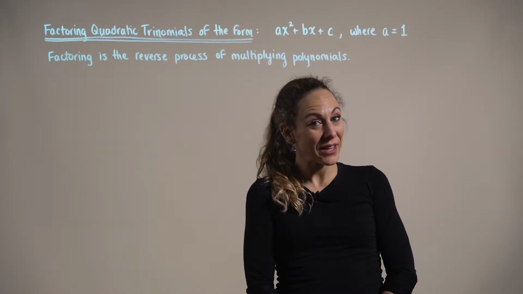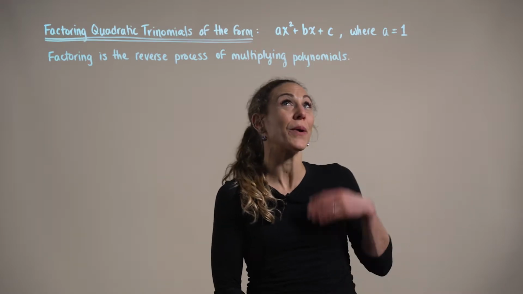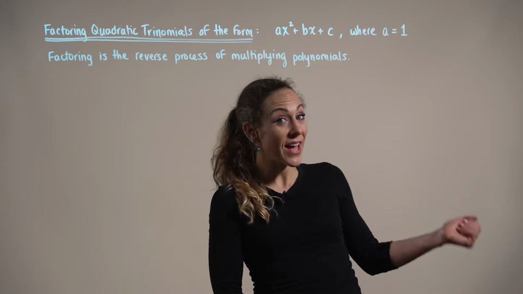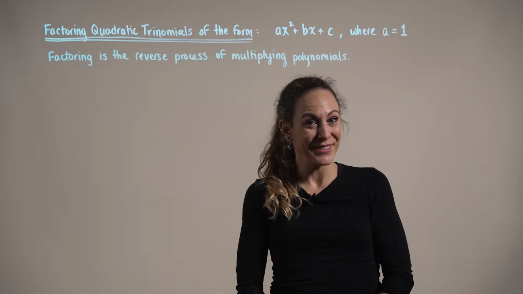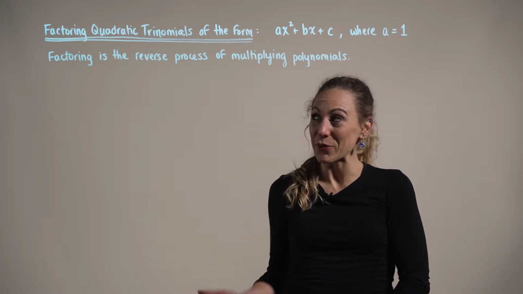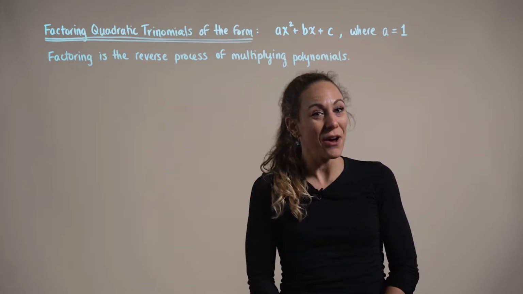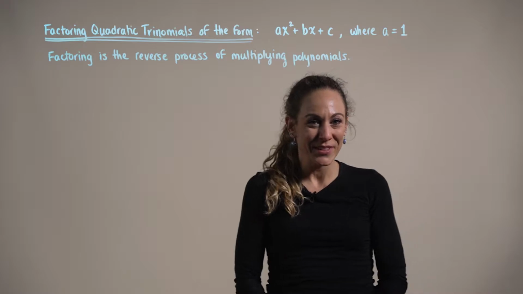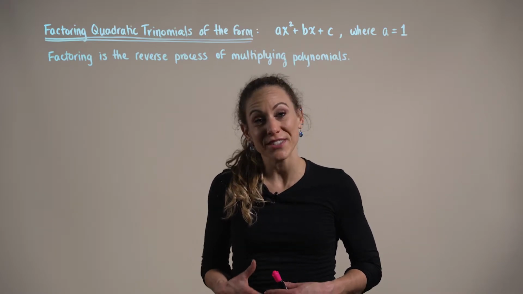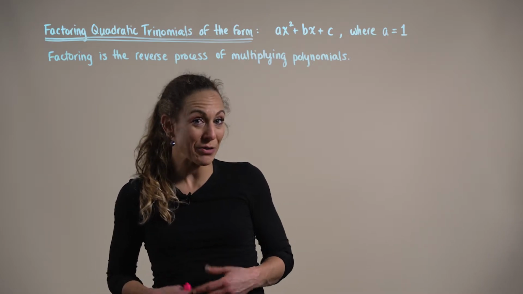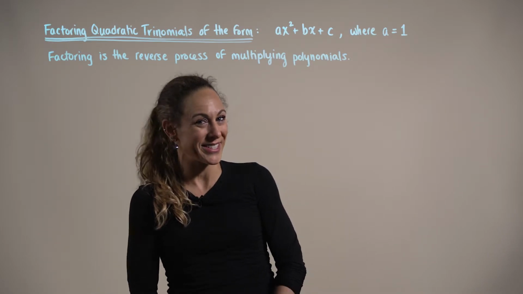Here we're looking at factoring quadratic trinomials of the form ax squared plus bx plus c, where the leading coefficient a is equal to 1. Now, as we proceed in this review, let's keep in mind that factoring is simply the reverse process of multiplying polynomials. So to help us better understand how to factor quadratic trinomials of this form, let's actually think about the multiplication of two binomials to get us started.